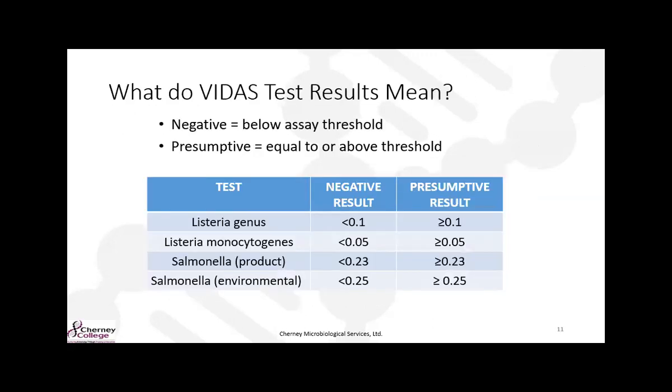So how does it do that? How does it know how much fluorescence means positive or negative? It does this by a certain threshold, and different test kits have different thresholds. So a negative result means it's below the threshold specified for that kit. A presumptive means it's equal to or above that threshold. It expresses this in RLUs. So for a Listeria genus, if it's less than 0.1, it'll consider it negative. If it's greater than or equal to 0.1, it'll consider it presumptive for Listeria genus, and so on and so forth throughout the table. They each have their own particular ones depending on which pathogen you're targeting.